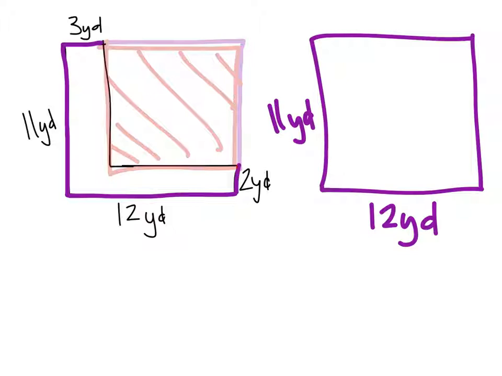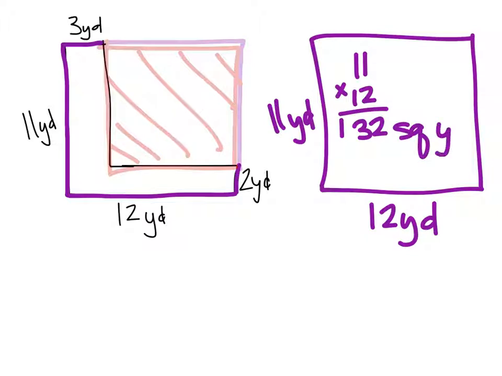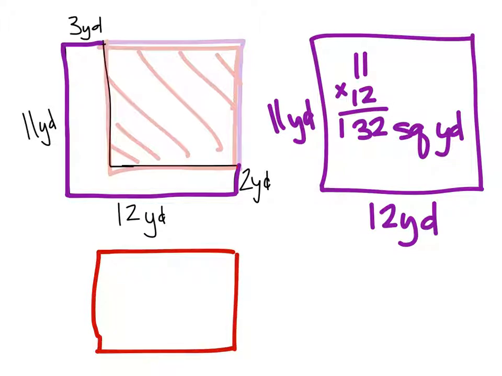Now if I wanted the area of that one, I would take 11 and multiply it by the 12, and I would get 132 square yards of that rectangle. Now remember, that's considering this whole rectangle that we started with as a full rectangle. However, it's missing this part right here. So we need to figure out what the dimensions of that red rectangle are.